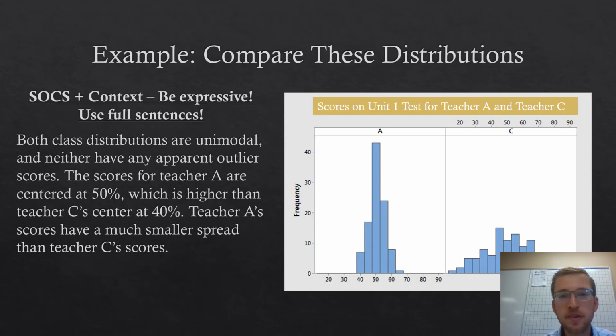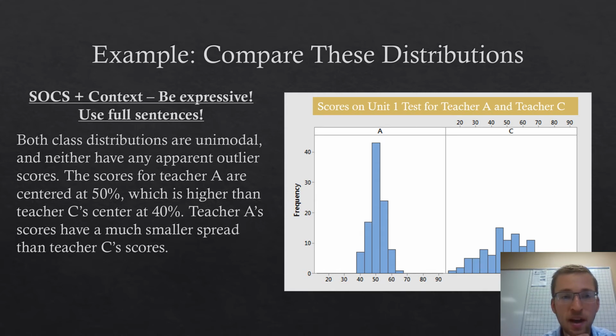So here's our first example where we are comparing distributions. What we have is the scores on the Unit 1 test for Teacher A on the left and Teacher C on the right. So remember, when I ask you to compare distributions, we want to talk about shape. How are they the same? How are they different? We want to talk about outliers, center, spread, and then put it all into context.